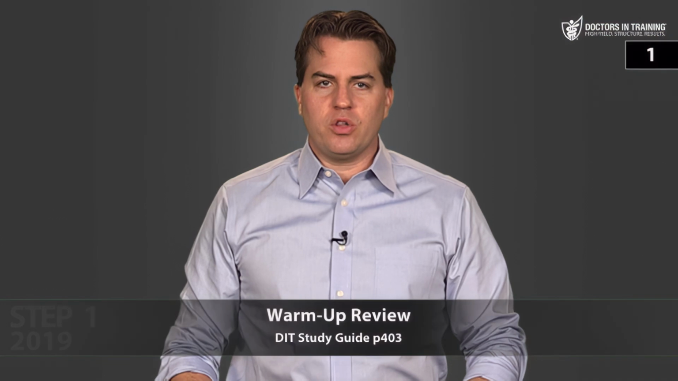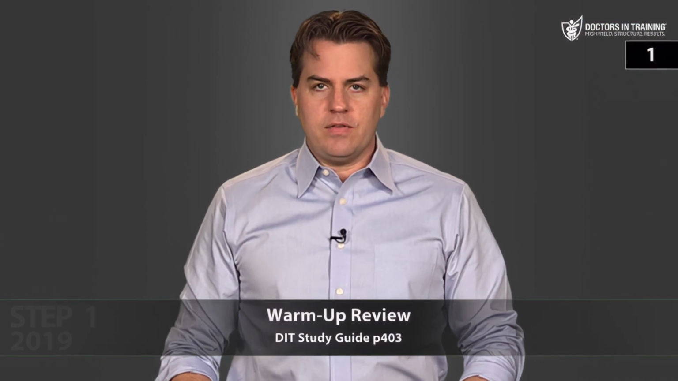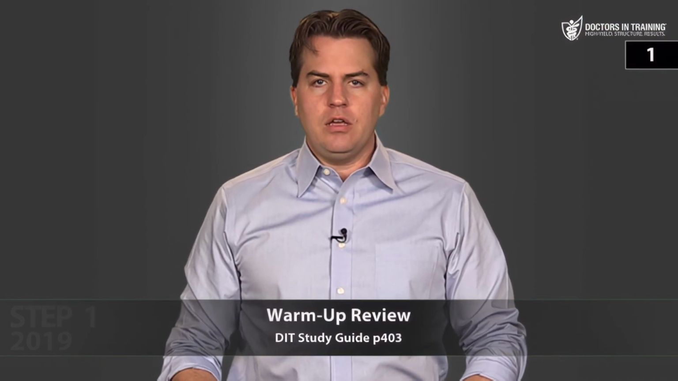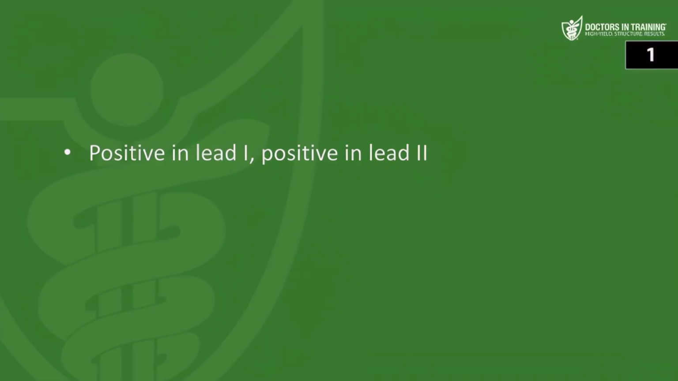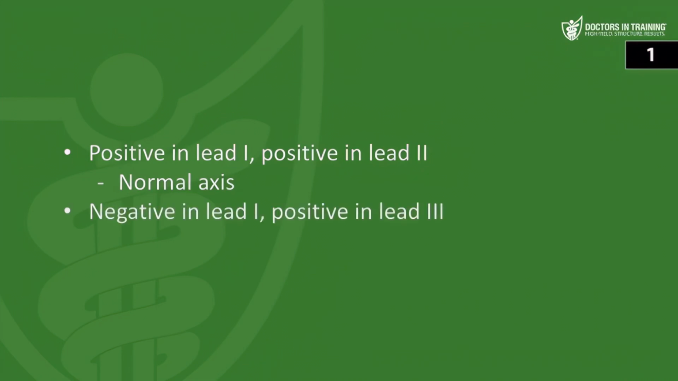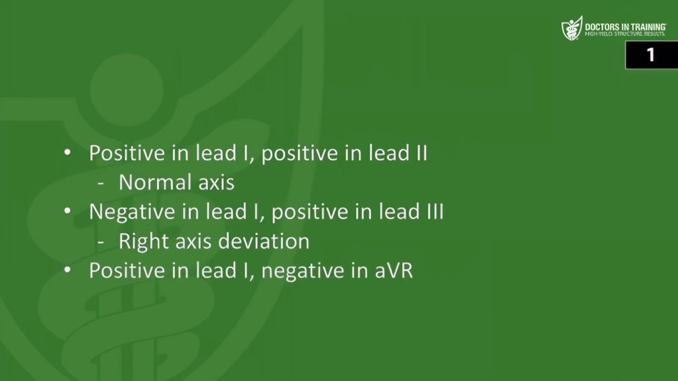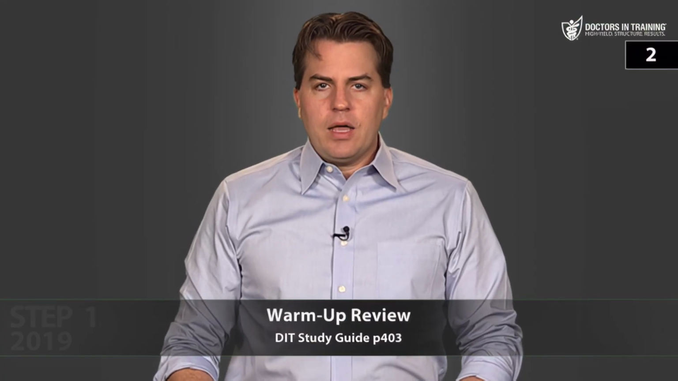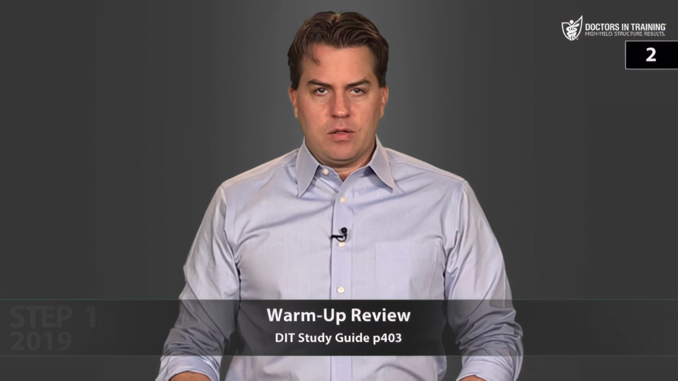Welcome back. Let's go through the answers to your warm-up review. First question. What is the ECG axis given the QRS deflections in each of the following scenarios? Positive in lead 1, positive in lead 2 is a normal axis. Negative in lead 1, positive in lead 3 is right axis deviation. Positive in lead 1, negative in aVR is normal axis. Next question. Which antiarrhythmic has a side effect of cinchonism?